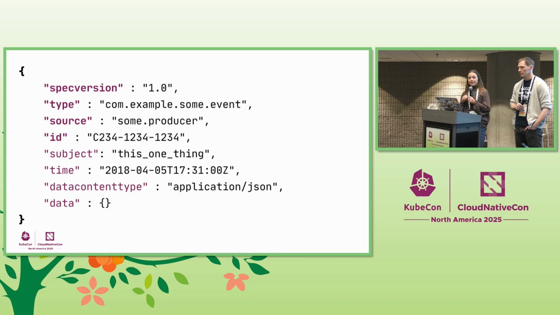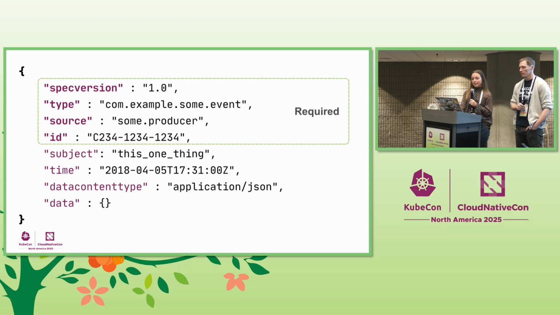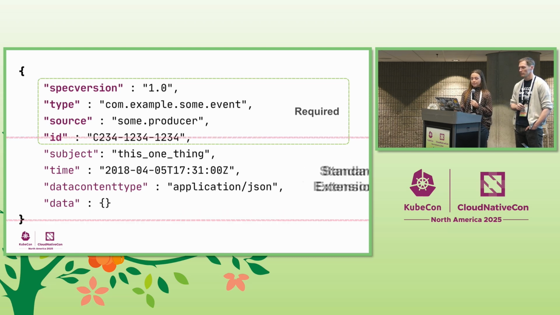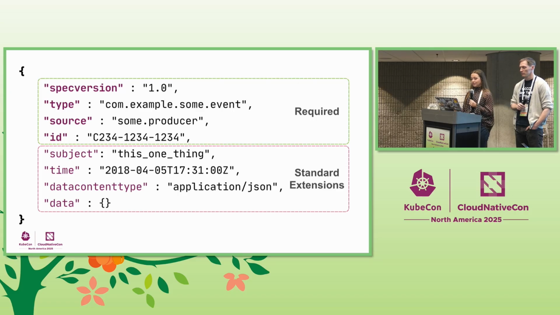And this right here is an example of what a CloudEvent might look like. These first four fields, spec version, type, source, and ID, are the required fields. So you can actually send a CloudEvent without any data, just with these fields. But then we have our standard extensions like subject, time, data content type, and data, where you can send whatever information you need to send in whatever format you need to send it.